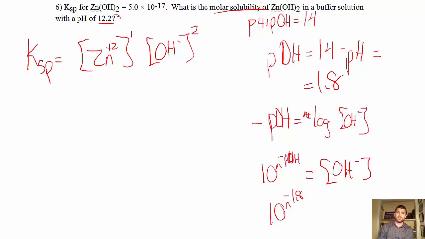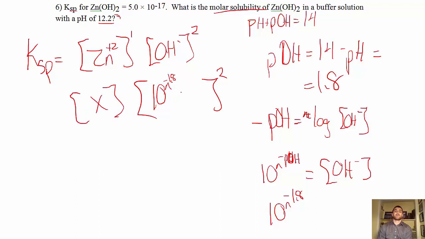So now it wants the molar solubility in this pH. Now we have the common ion concentration. It's going to be 10 to the negative 1.8, and that's going to get squared. Well, how much Zn are we going to get? We're going to get x amount of Zn, and we're going to get more OH as we add Zn(OH)2, twice as much as Zn, so plus 2x.